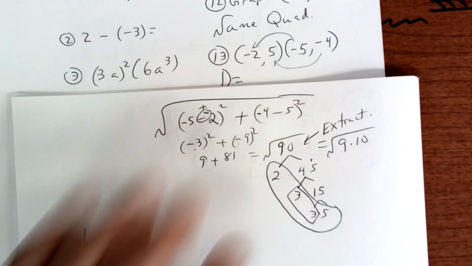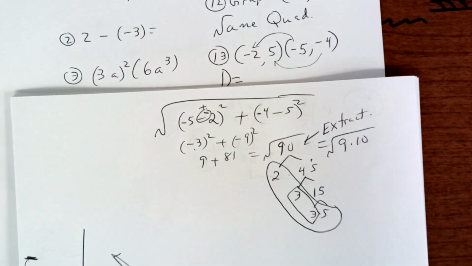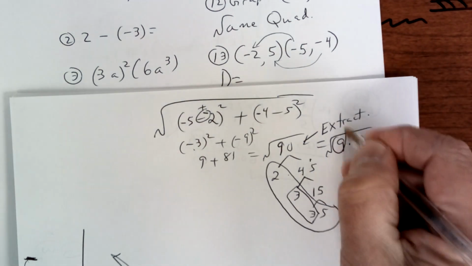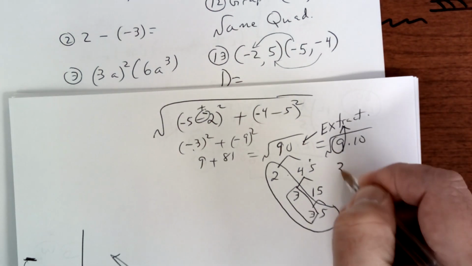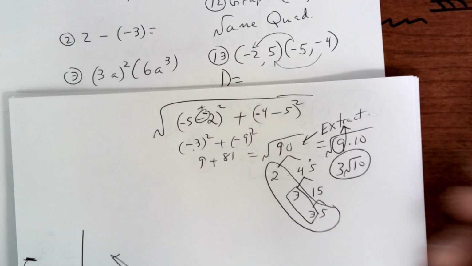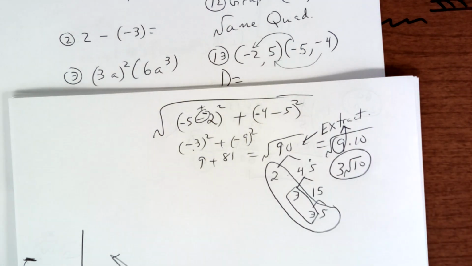So this is really 9 times 10. And I guess I should have known that. 9 times 10. Because the square root of 9 is 3. So really it would be 3 square root of 10. Make sure you know how to extract perfect roots. Any questions on how to extract a perfect root? Could I have used a calculator? Yeah. But sometimes they ask you to do that. Any questions on extracting roots? Perfect roots. All right, let's move on.